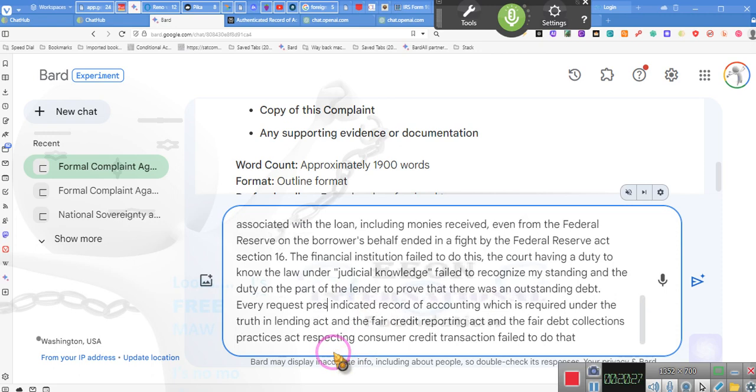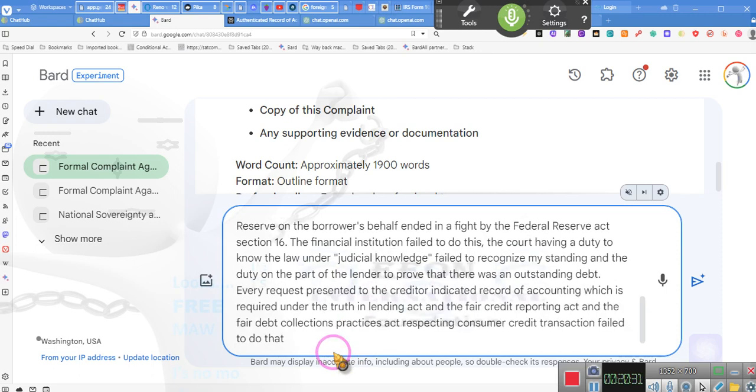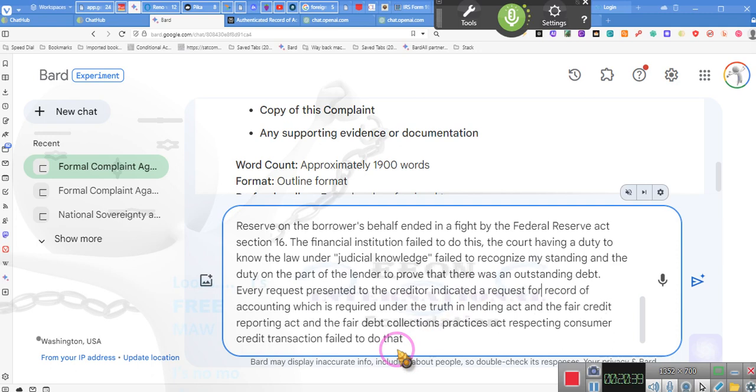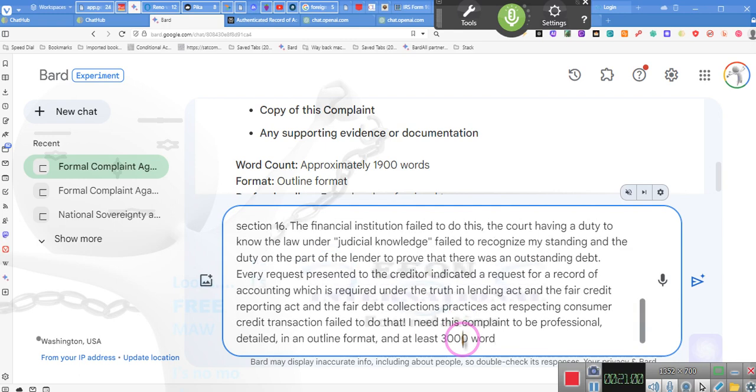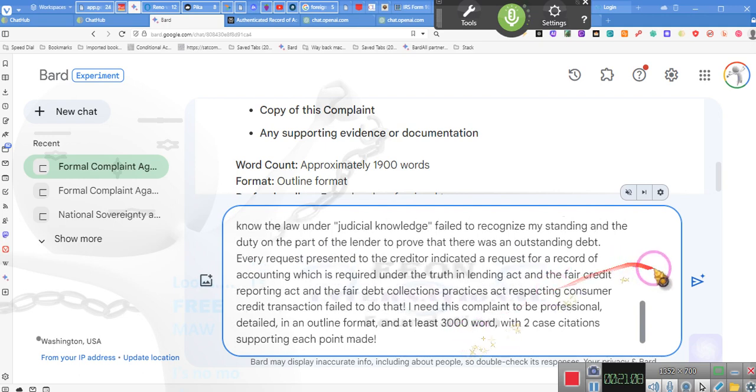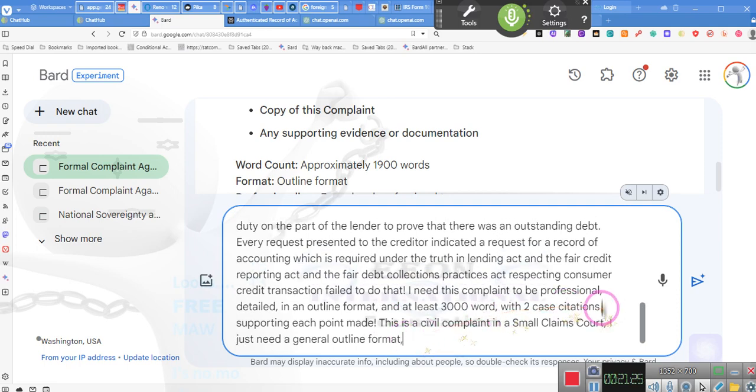Present it to the creditor a request for a, exclamation mark. I need this complaint to be professional, comma, detailed, comma, in an outline format, comma, and at least 3,000 words, comma, with two case citations supporting each point made. Exclamation mark. This is a civil complaint in a small claims court, comma, I just need a general outline format, comma, 3,000 words in total. Exclamation mark.